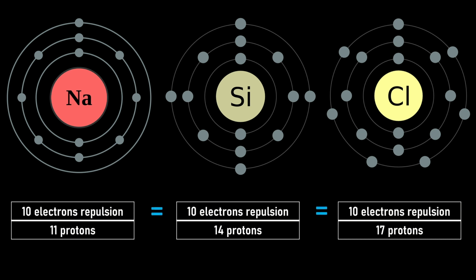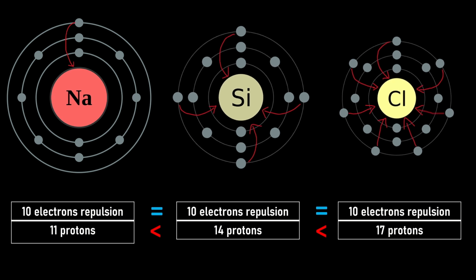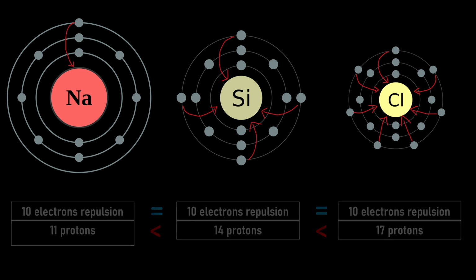But the number of protons changes. 11 versus 14 versus 17. So we see the repulsion due to electrons is the same. 10 versus 10 versus 10. But the attraction from the protons is increasing. 11 versus 14 versus 17. So the overall attraction force is still increasing. The electrons can't keep up with the protons. So the atom shrinks.